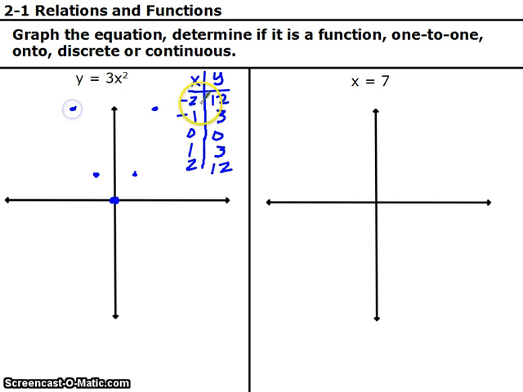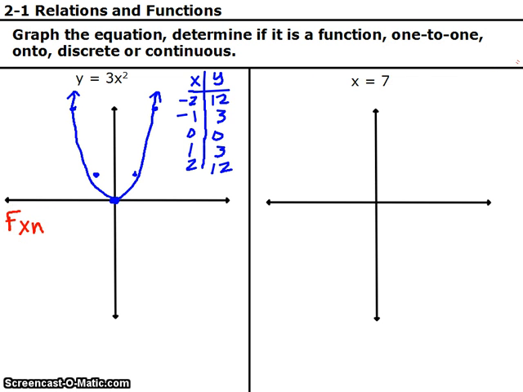And you'll notice how they mirror each other. So (2, 12) and (-2, 12). All right, y'all know what a quadratic looks like. It's got that parabola shape. Kind of looks like a U. All right, so is this a function? That means, does it pass the vertical line test? So if I draw vertical lines, yes, it is a function.